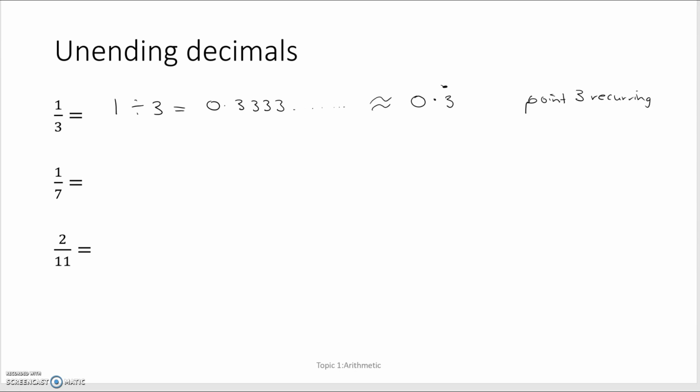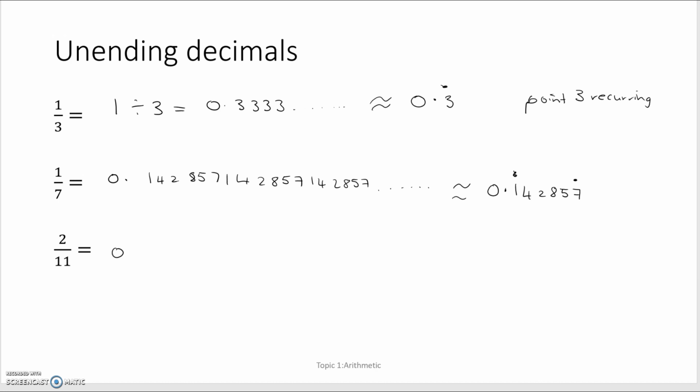If we have 1 over 7, if you look that up on your calculator, that's 0.142857, 142857, 142857. You can see what's happening. The 142857 is repeating, so we would put a dot over the 1 and a dot over the 7, because then that tells you that the whole pattern is repeating.